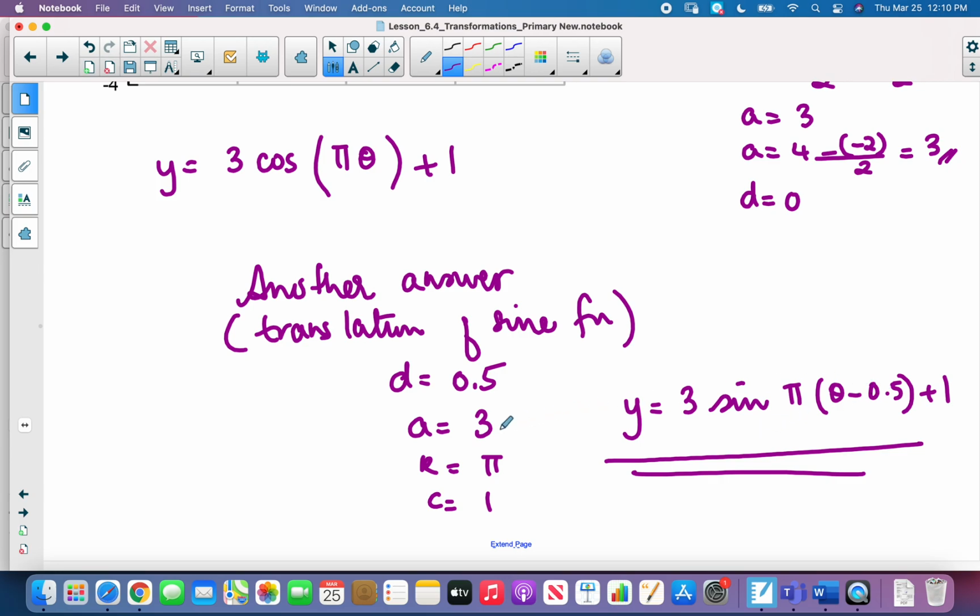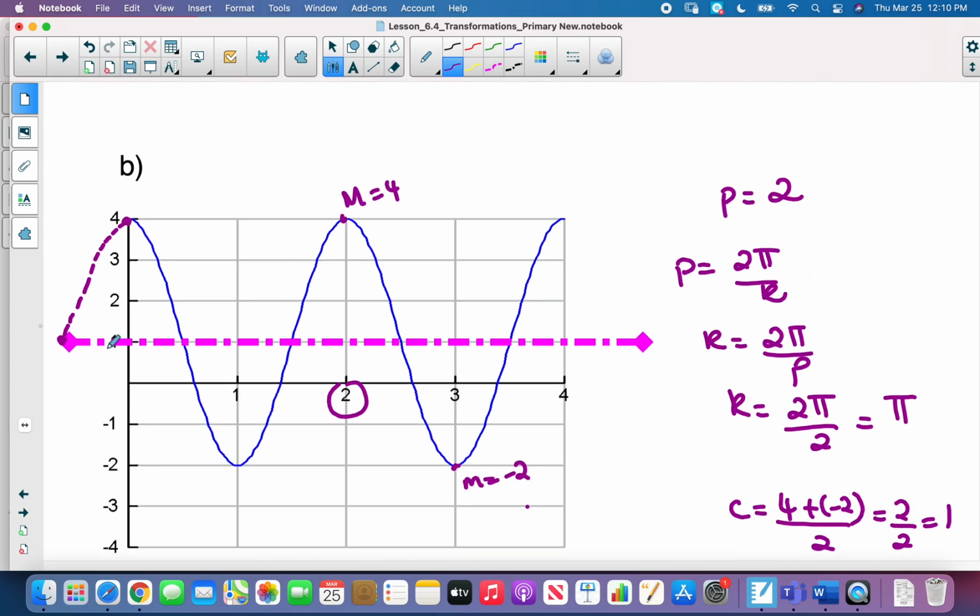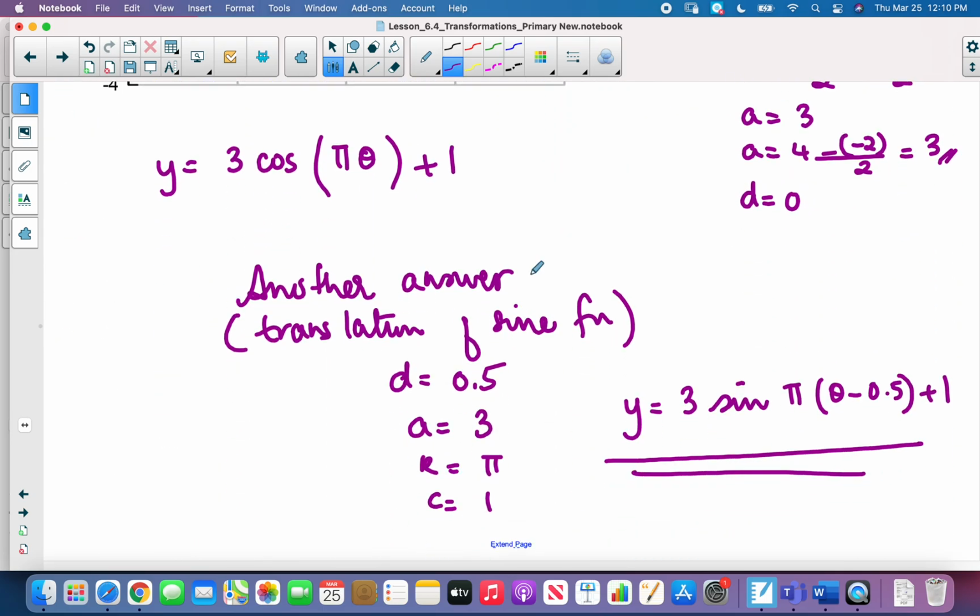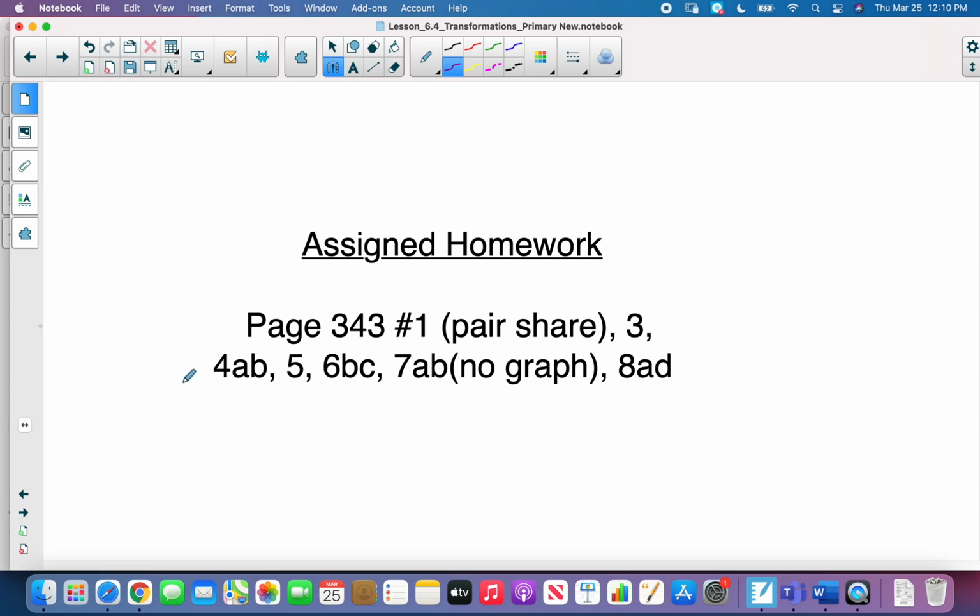So our D value is actually here. Since we're looking at it moving here to the left, our D will actually be negative 0.5, so this will be plus. Okay, so it's shifted 0.5 to the left. So there's two ways you can look at it, depending on if you want to have as the basis of cos or sine. This is easier than this, so we could just stick with cos. You can now try the practice.